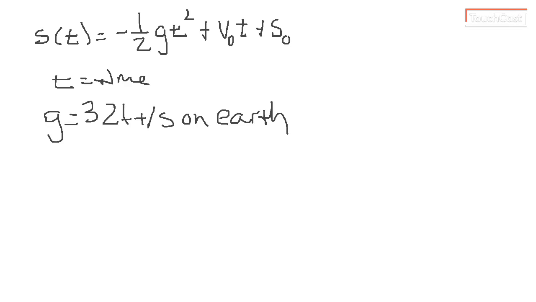G is that acceleration under the influence of gravity. So on Earth, that would be 32 feet per second squared. V sub 0, that is your initial velocity.